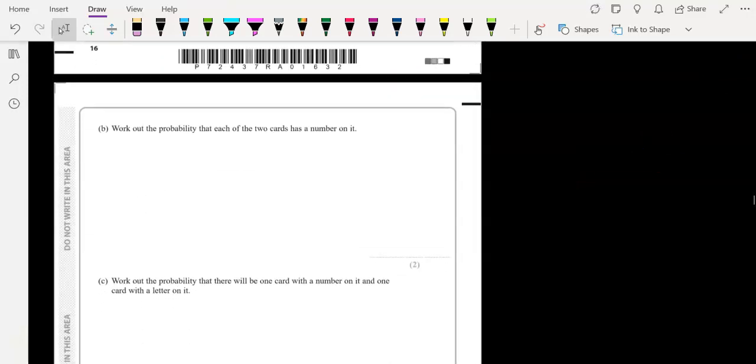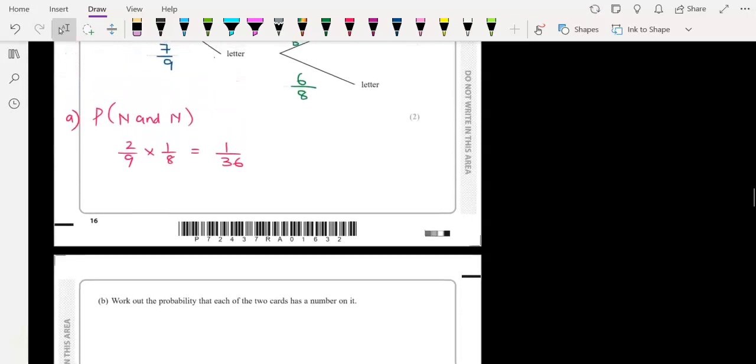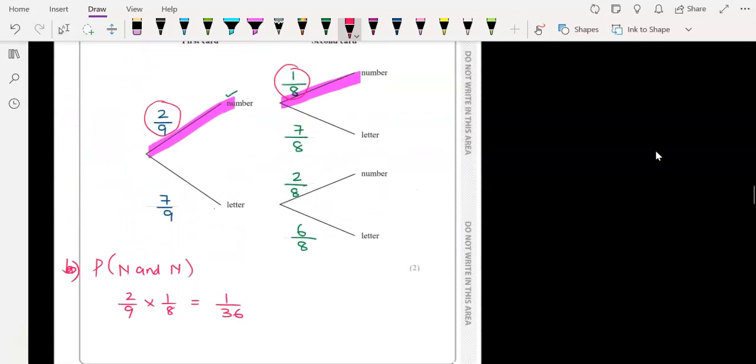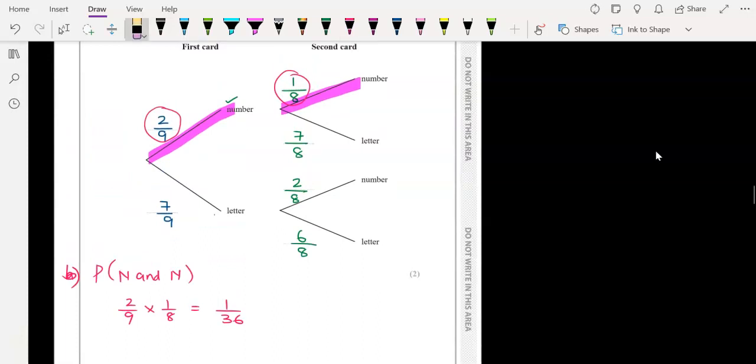Work out the probability that there will be one card with a number on it and one card with a letter on it. One number and one letter. So we need either number then letter, or letter then number. So probability of number and letter, or probability of letter and number.